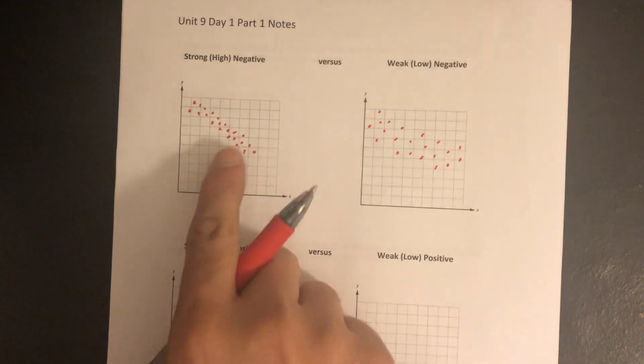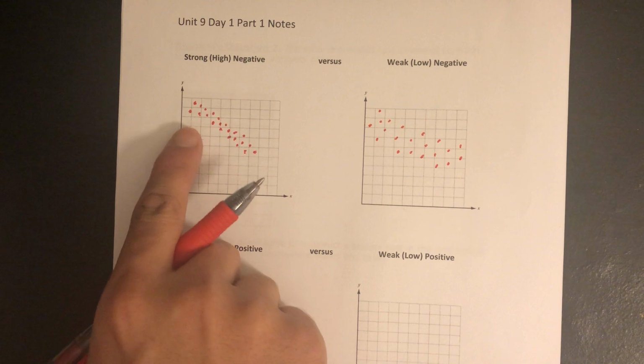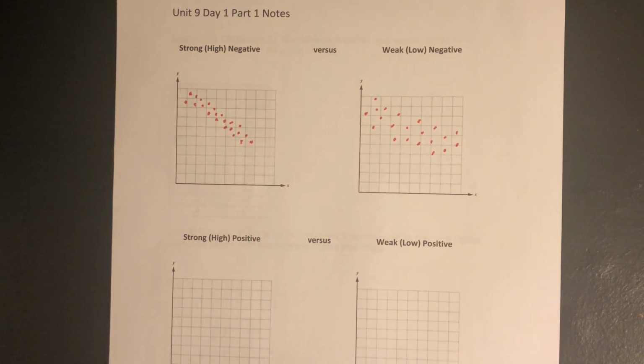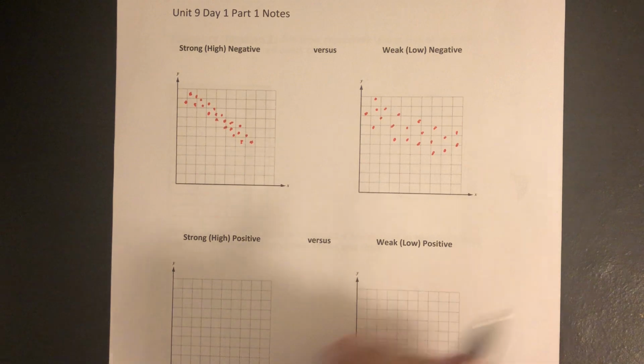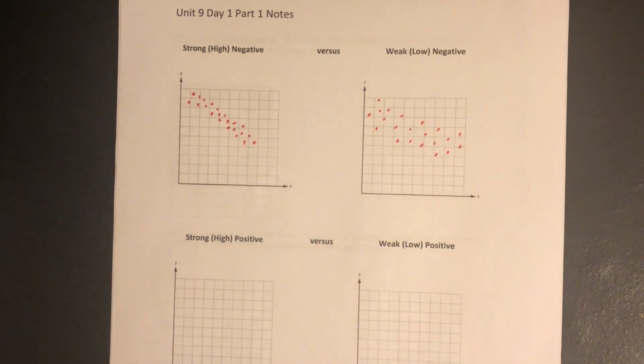So you see the difference? Over here we have a strong negative. The dots are closer to each other. They're almost making that perfect straight line that is going in a negative direction. However, over here, it's still going in a linear format. The only difference is that the dots are a little bit further apart.